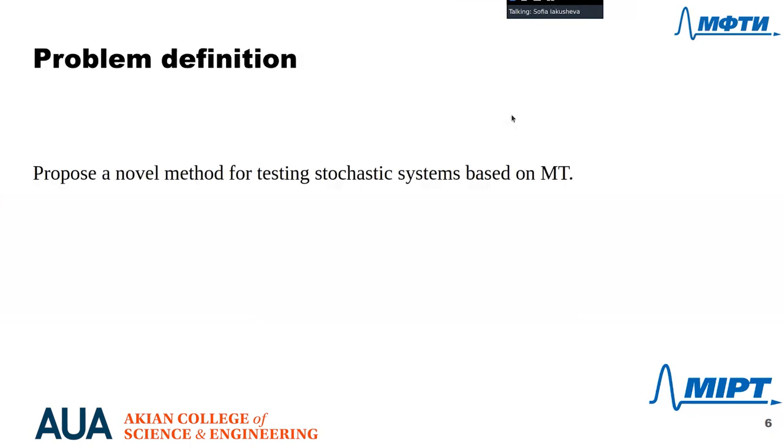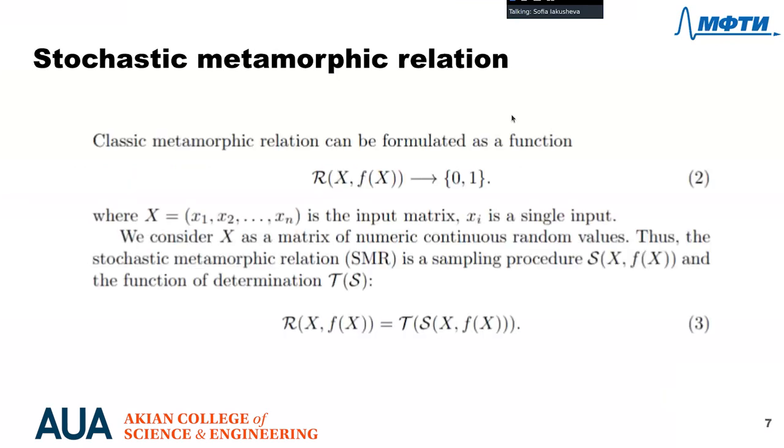So we tried to apply this method for testing stochastic systems. I should say that some articles on metamorphic testing use statistic methods, but they use only criteria and do not pay much attention to the general overview of the stochastic testing. So we make some generalization and propose stochastic metamorphic relation.